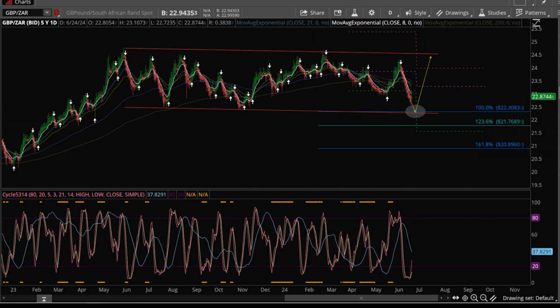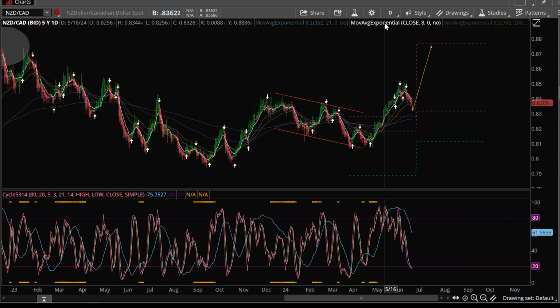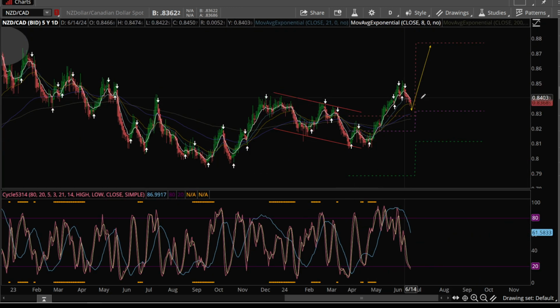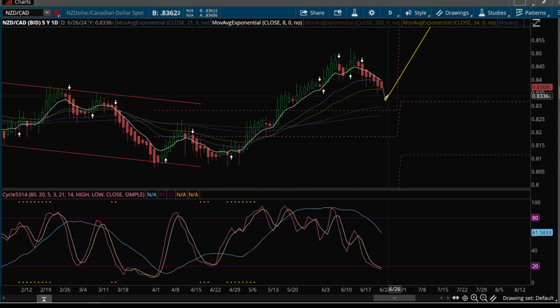And that is all I got, right? New Zealand CAD still doing what we want. You're coming down. We didn't jump the gun. We're basically waiting for a daily Heikin-Ashi close, and we're going to take that trade.